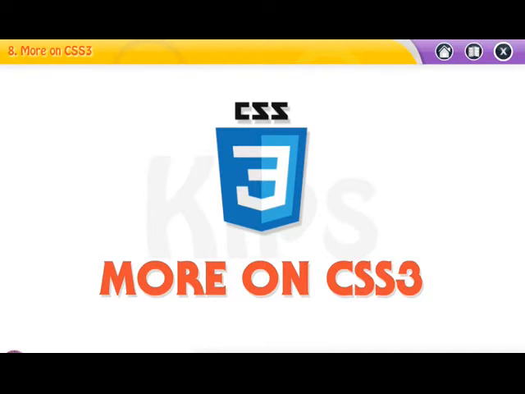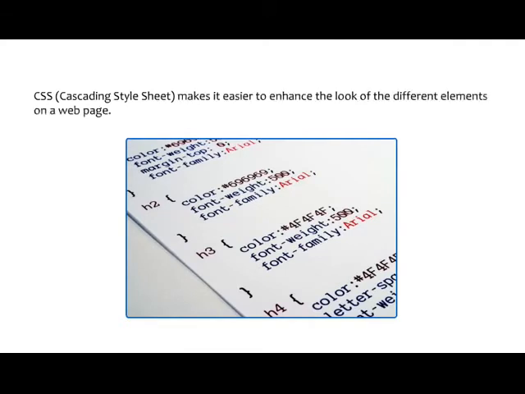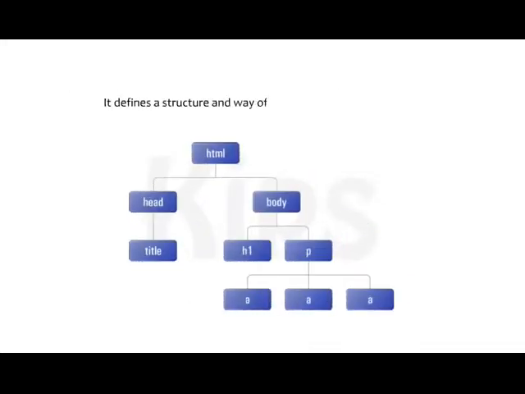Features of CSS. CSS, Cascading Style Sheet, makes it easier to enhance the look of the different elements on a web page. It is a style sheet that provides a set of style rules for defining the layout of HTML documents. It defines a structure and way of presentation for the website.